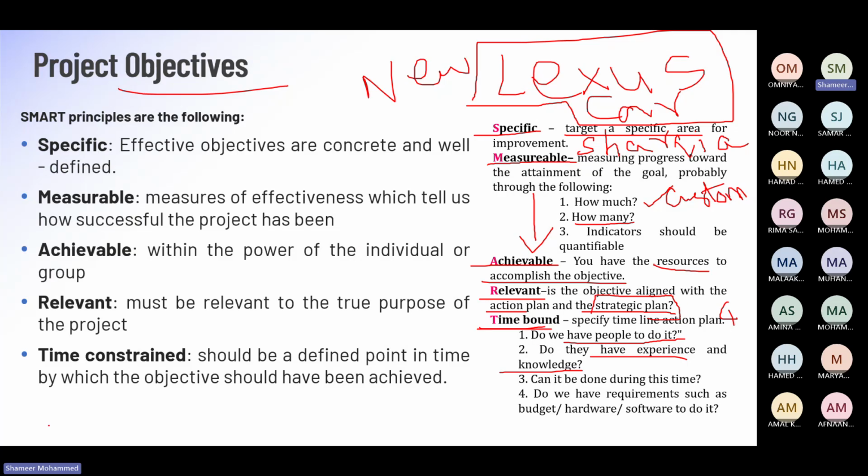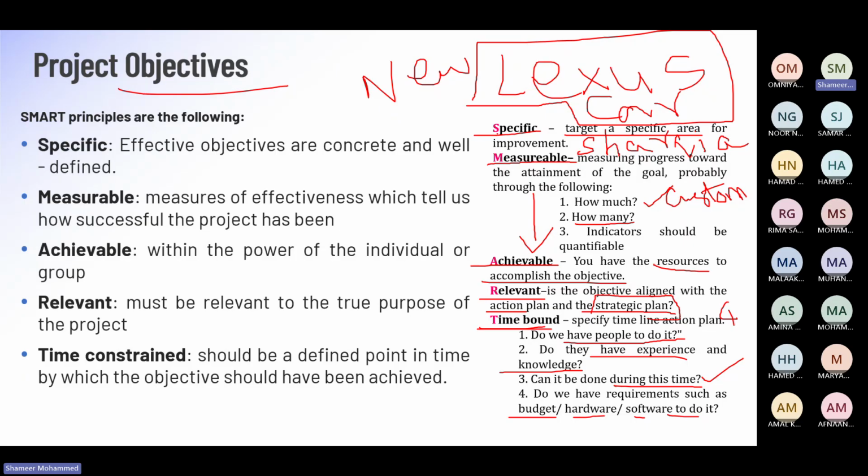Yes, of course. Now Ramadan is starting, so many people will buy cars. New cars, they will look for offers. They will look for the new models. So they go for buying. So this is a good time. So do we have requirements such as money, hardware, software to do it?